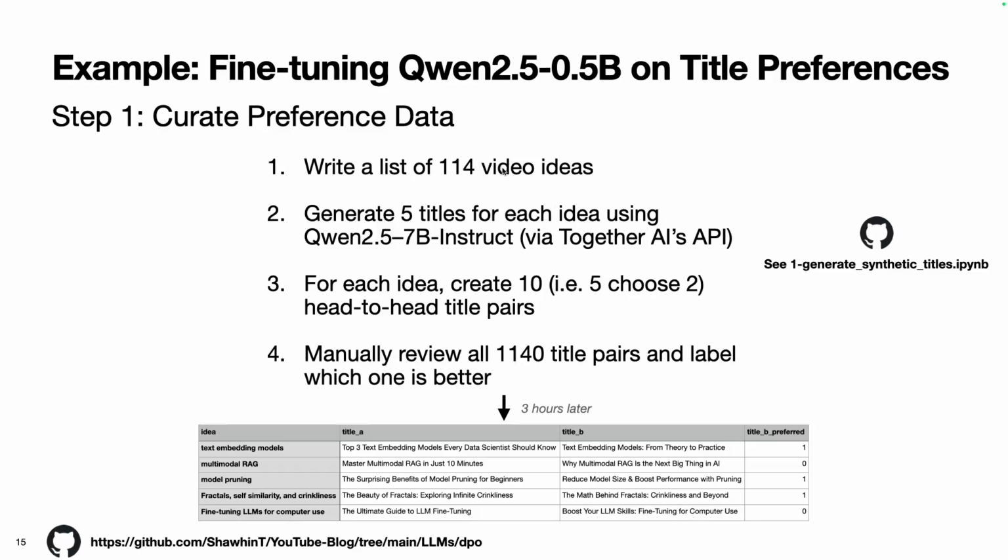I won't share the code here, but it's on GitHub, to do this whole process, to take the video ideas and generate the synthetic titles from them. And then of course the labeling was done just manually, and I used Apple Numbers to do that.